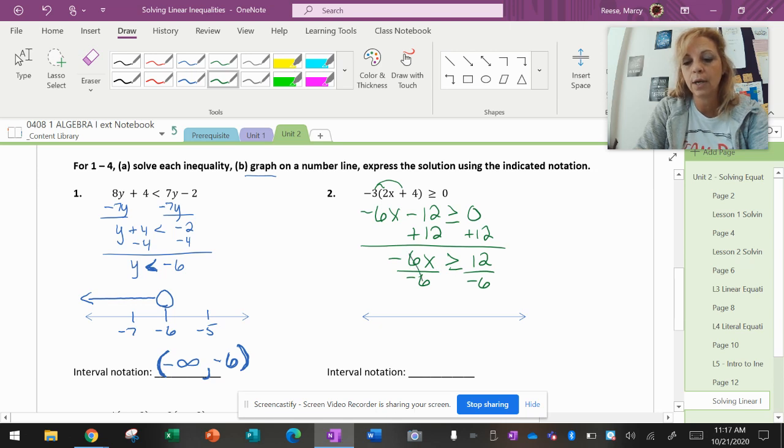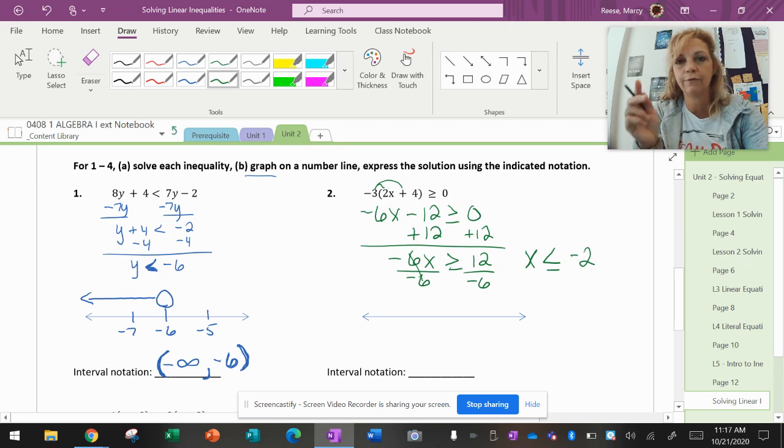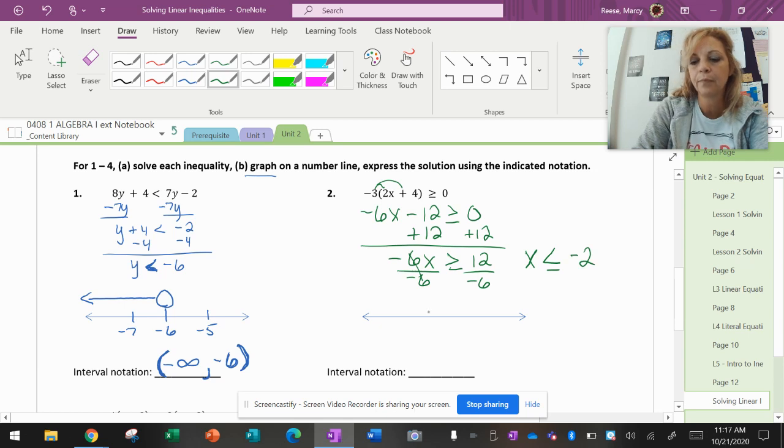So we cancel that out, and we say now x is going to be less than or equal to 12 divided by negative 6, which is negative 2. See that inequality? It flipped, right? Flipped over. Went from a greater than to a less than. So then we're going to do negative 2, negative 3, negative 1.